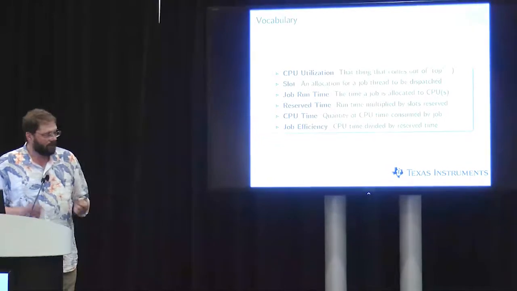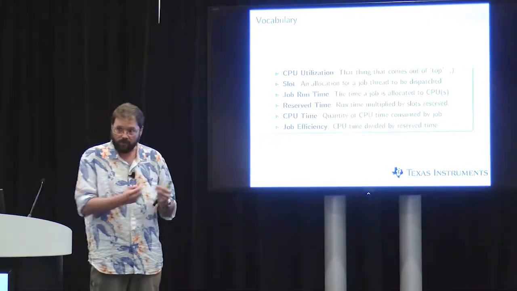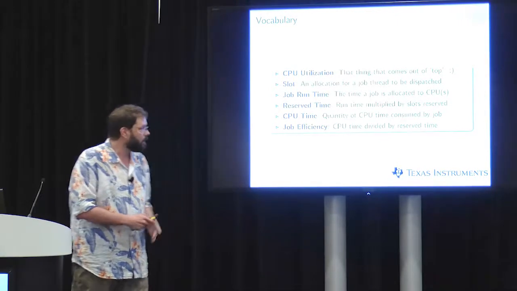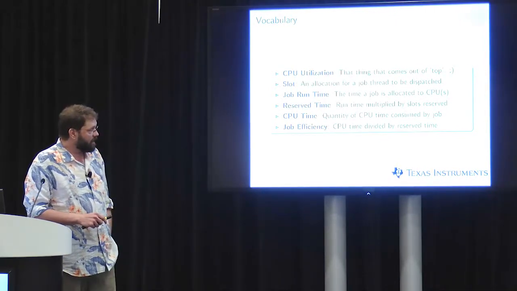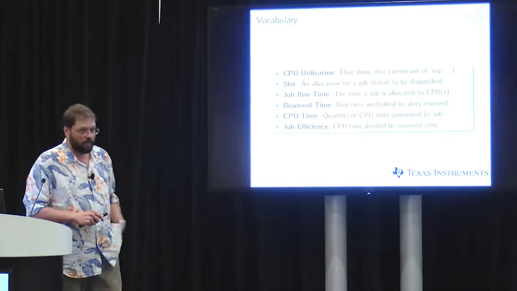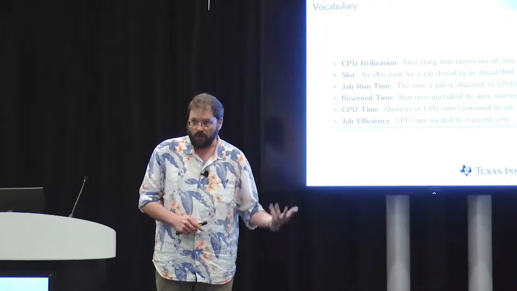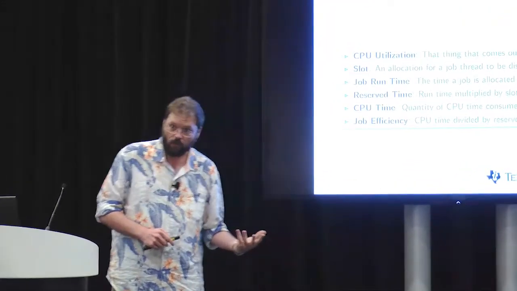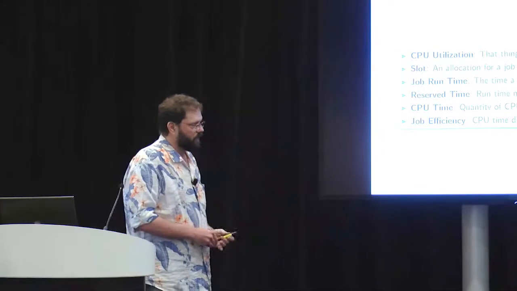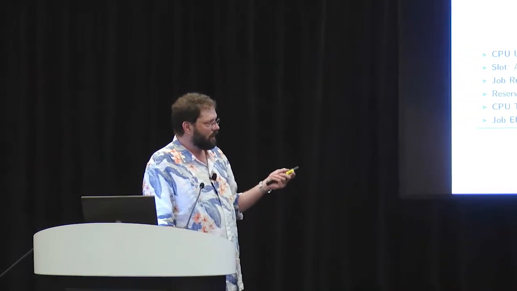CPU time, that's the amount of CPU time you actually use. The job may have been on a box for an hour, but it may have only used half an hour of CPU time. And job efficiency is the ratio of that CPU time divided by the reserved time. So it may have been on a box for 4 hours, me using 4 CPUs, but used 1 hour of CPU time in total. You divide those two, you get a percentage. These are the core numbers that I'm going to be talking about throughout the entire presentation.